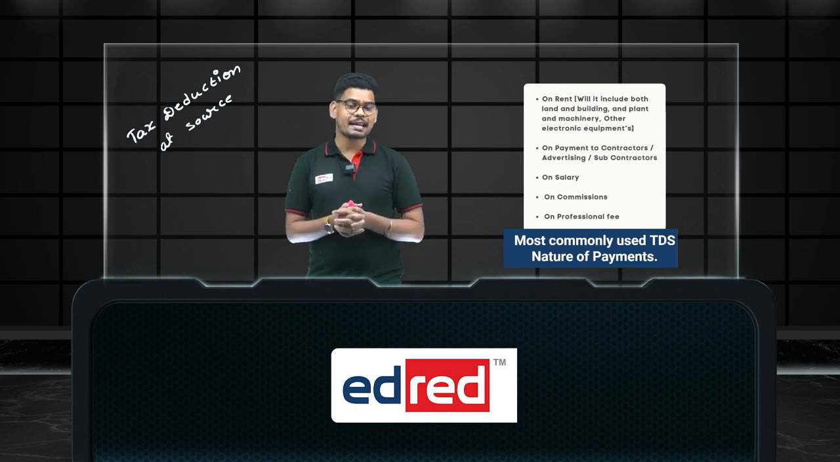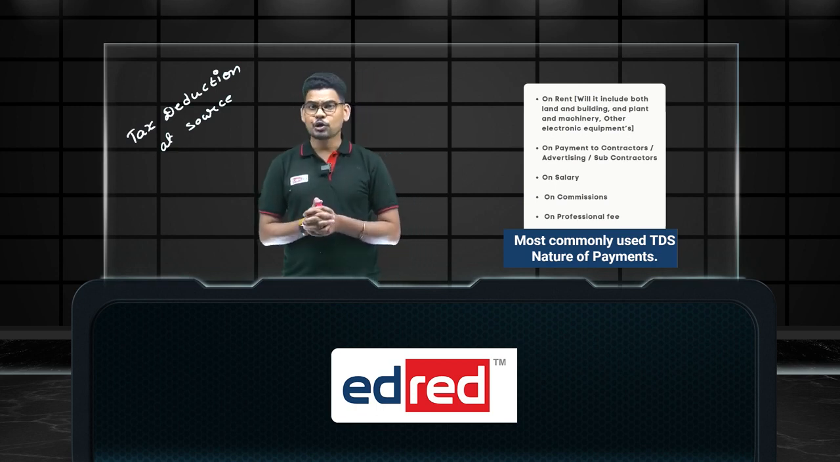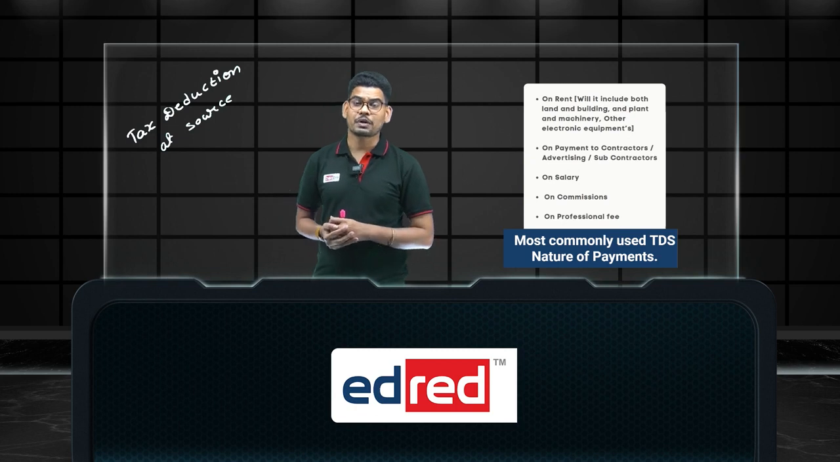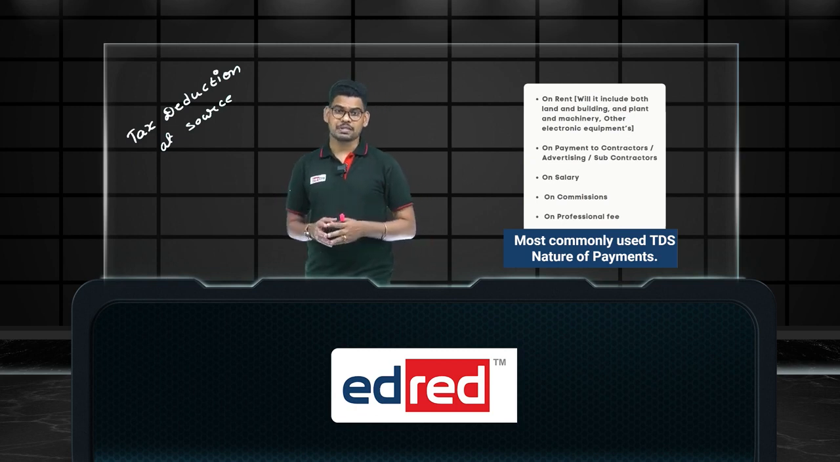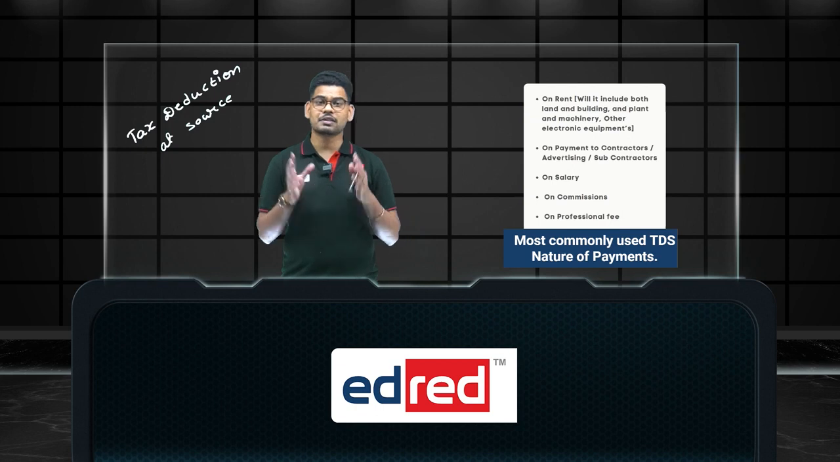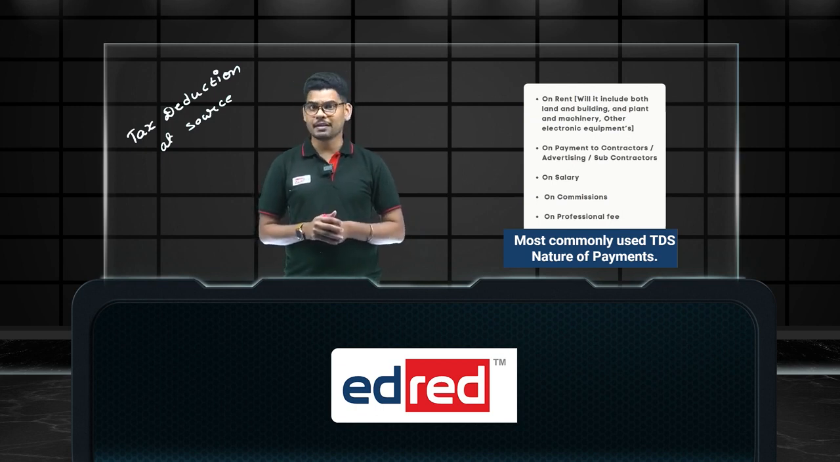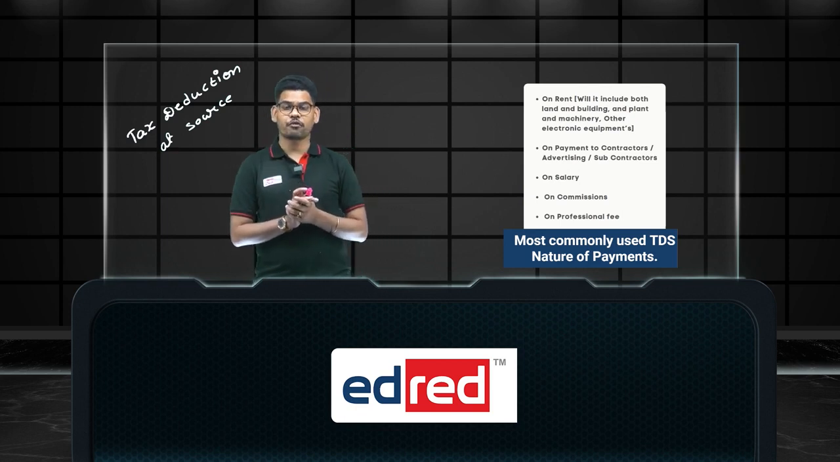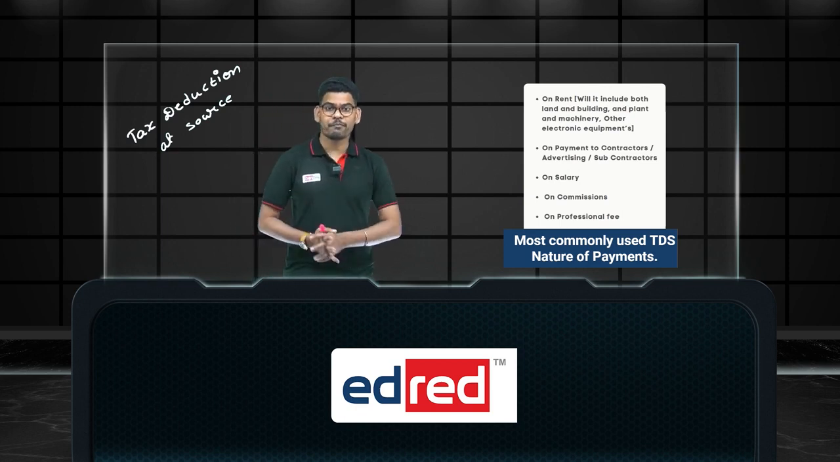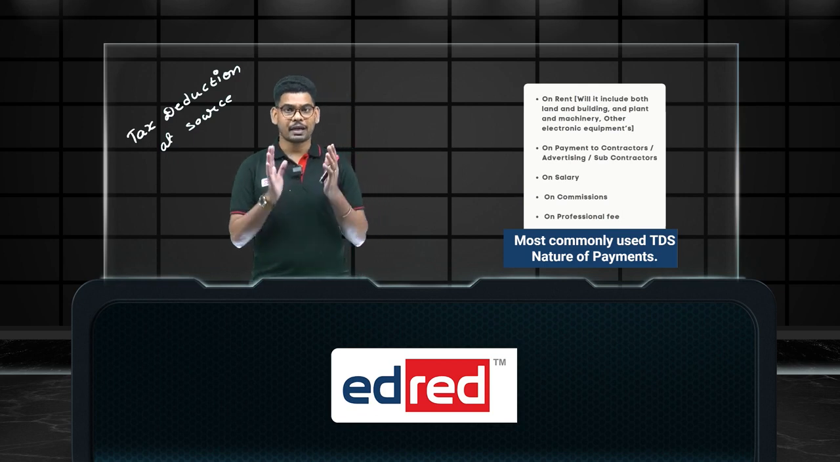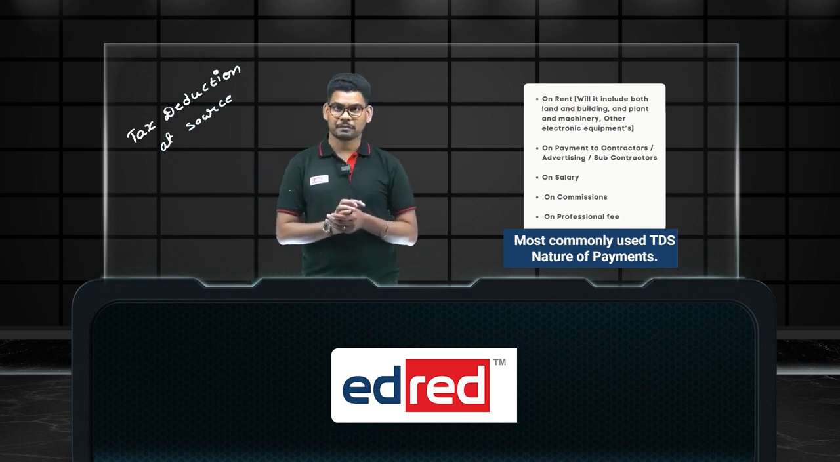The next we have salaries. Yes, TDS on salaries is a most commonly used nature of payment. On salaries, TDS will be deducted. Next, we have commissions. When we pay certain commissions, even this is a common nature of payment in TDS, and TDS will be applicable on this particular nature of payment. And finally, professional fee. This is also one of the commonly used natures of payment. When the professional fee is paid to any professionals, at that time, we will deduct the TDS.